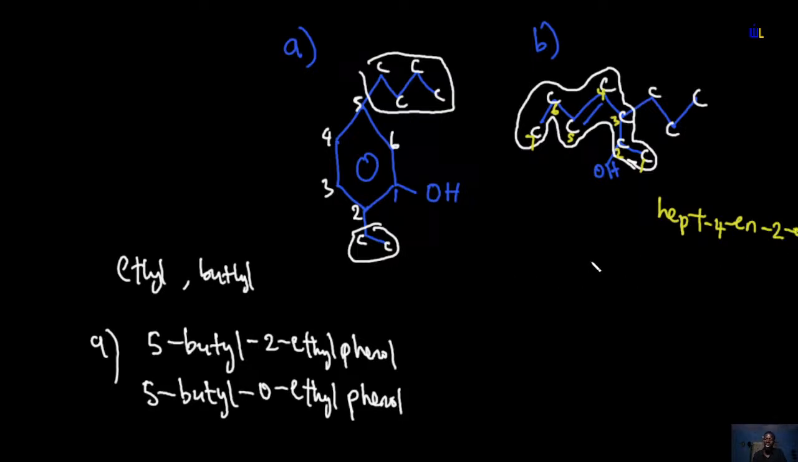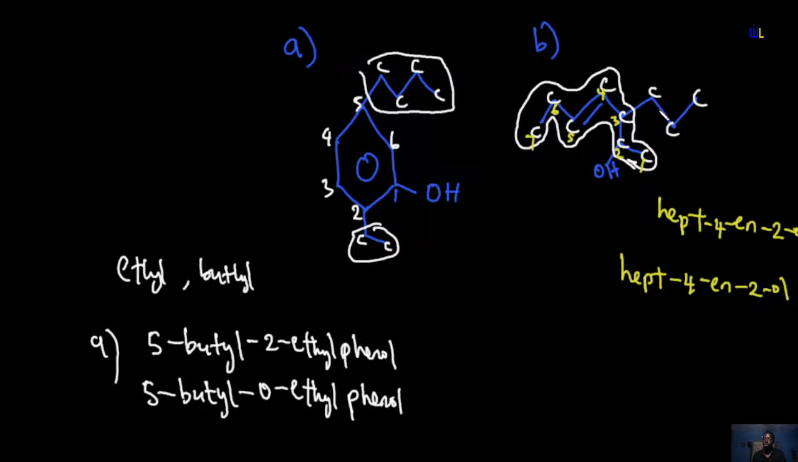So the implication is that, let's create the parent name. What we have as the parent name is hept because there are 7 carbon atoms. Now there's a double bond, so you need to indicate it. It is between 4 and 5, so you take the lower number, hept-4-en. But we don't end it with the E because we have to make sure it's an ol. Now, where is the ol located? It's located on number 2, so hept-4-en-2-ol. And that's the parent name.